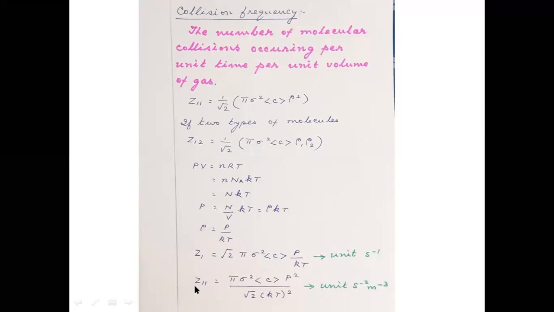And the collision experienced by two molecules, Z11, is equal to pi sigma square C pressure square, because this is rho square, no, pressure square by k square T square, which is written as kT the whole square, root 2 has come here. So the unit for Z1 is per second and the unit for Z11 is per second per meter cube. So these units are very important.